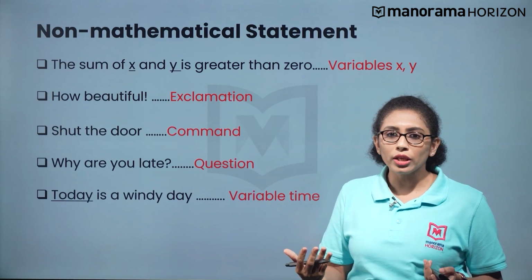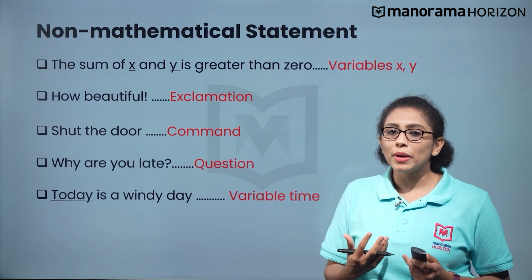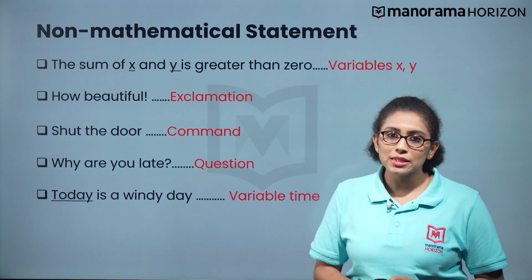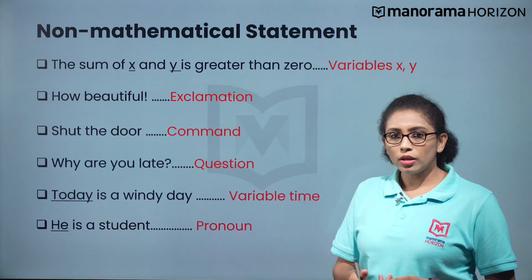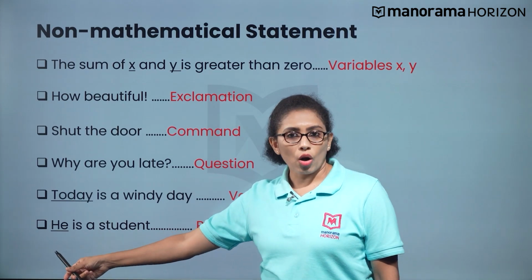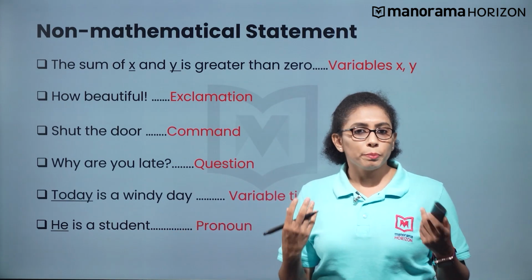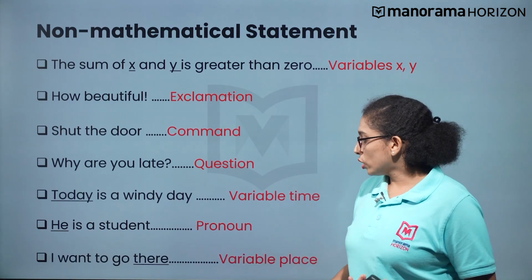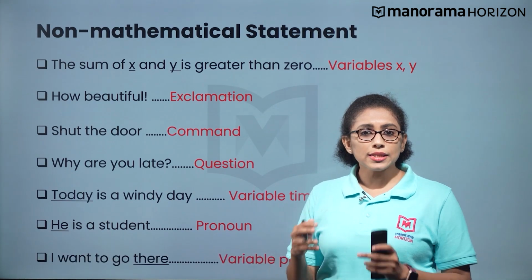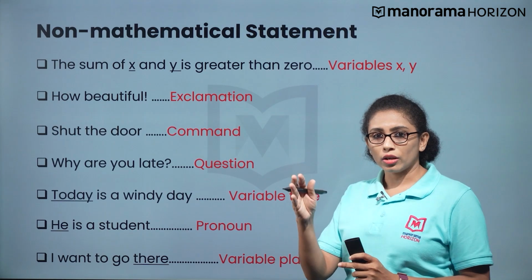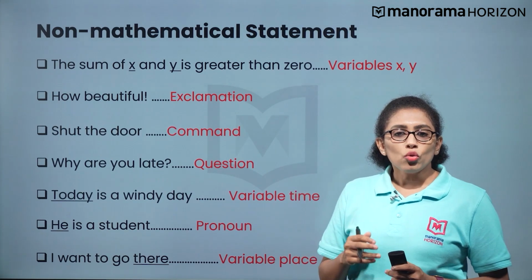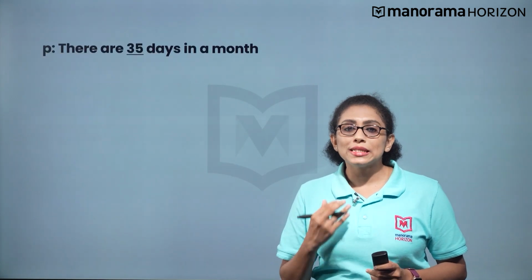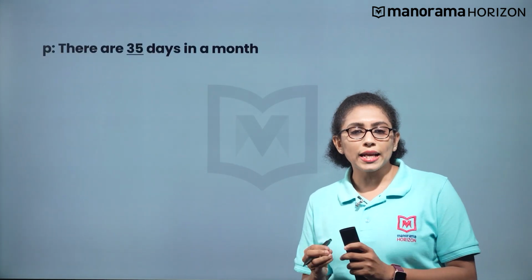The sentence having pronouns and variable places cannot be a mathematical statement. For example, he is a student. Here, he is a pronoun, not about any particular person. I want to go there. This sentence is mentioned with there, not any specific place. Right? Now, next, we are going to see a statement which looks ambiguous but is a mathematical statement.